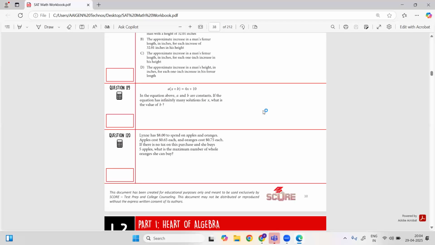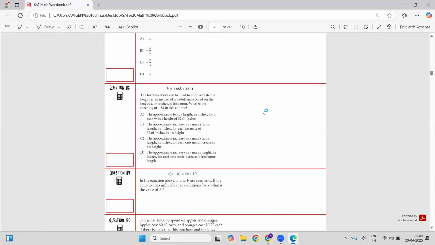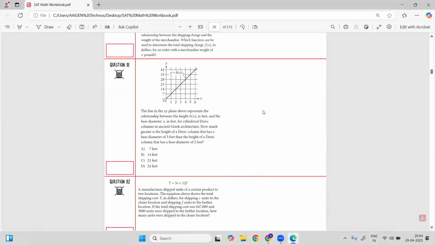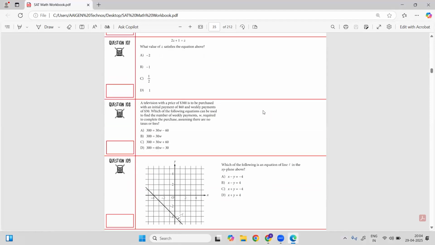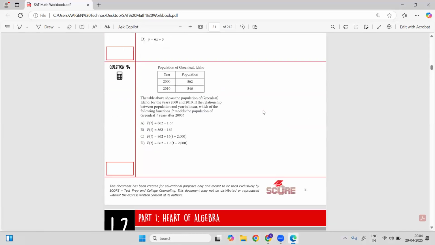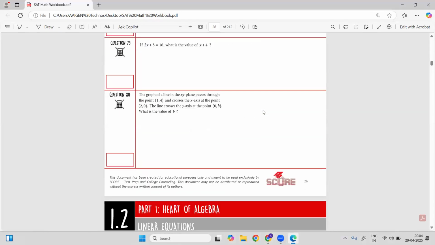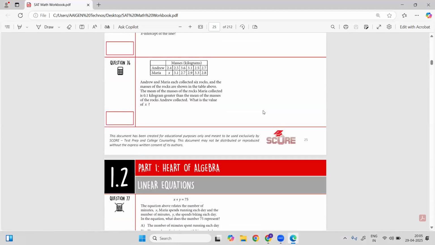I'm sharing my SAT math workbook. Last class we were doing linear functions. I could not remember the exact question, but I did a few questions and asked you to do questions up to 120. Some of you might be able to do them, some of you might not.